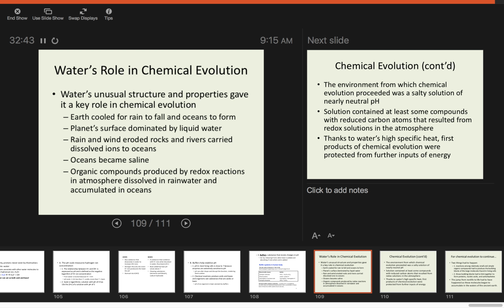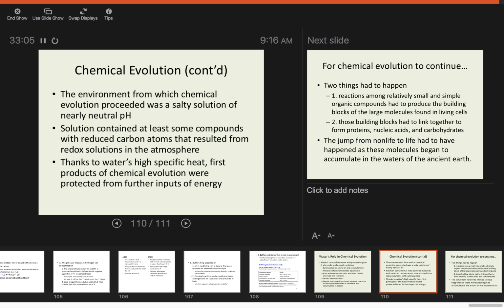Okay, thank you. So going back to the chemical evolution hypothesis and water's role, water has this unusual structure and property that gives it the perfect environment for chemical evolution to take place. Earth cooled, rain condensed, forming our oceans. The surface is dominated by liquid water. Rain and wind eroded rocks, dissolving ions into the oceans, and as a result, chemical reactions could take place in water. And so then this last slide here: the environment from which the chemical evolution proceeded was a salty solution of nearly neutral pH. It contains some compounds that could reduce carbon atoms, forming redox solutions in the atmosphere.